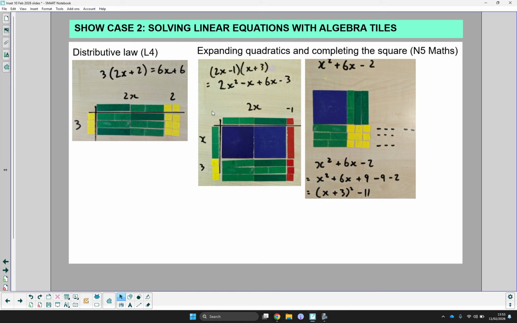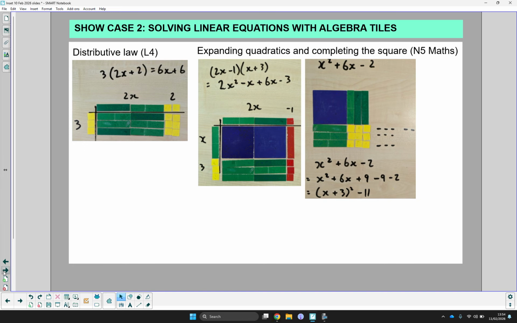At National 5, I've got the idea of expanding a quadratic. So just a bit of natural progression from the distributive law here, building a rectangle. I have been brave enough there to bring some negatives in. And completing the square, actually physically completing a square using some algebra tiles. The traditional layout below has been reflected in the pictorial, the concrete materials above.